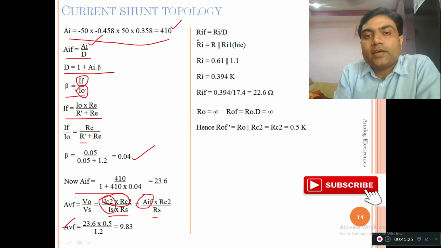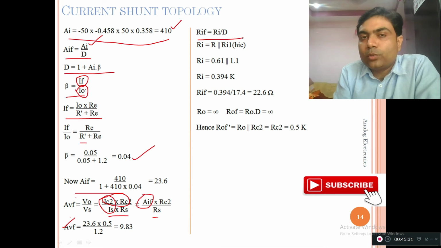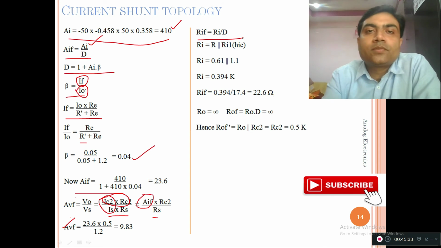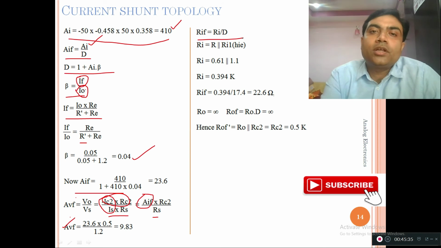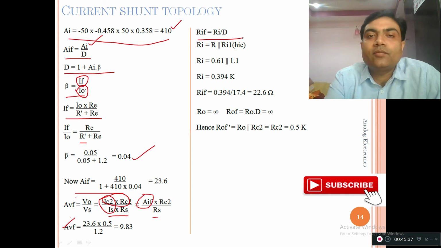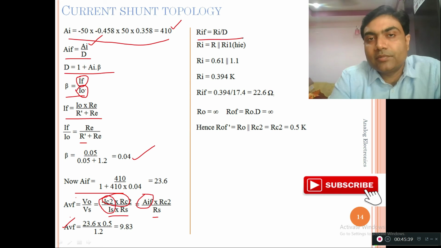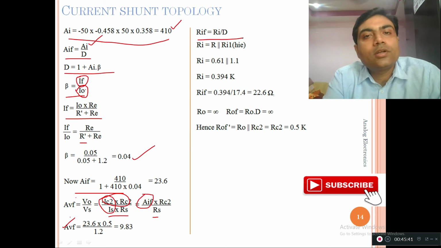And again, the RIF equals RI upon D. As I already told you, go through the previous lecture, go through the comparison of the topologies in which we had discussed where I have to divide by the desensitivity D and where I have to multiply by the desensitivity D. Just by having the knowledge, you can determine whether we have to go for the division or for the multiplication.